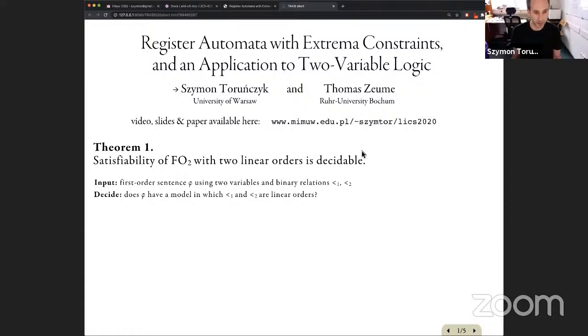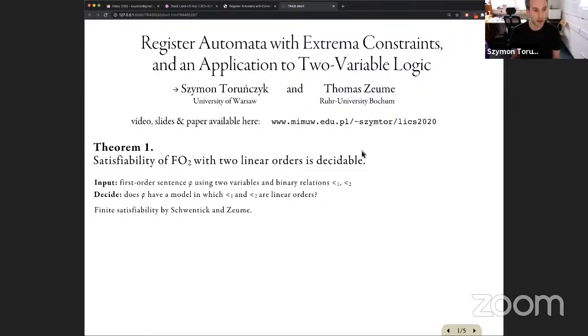And we show that this problem is decidable. For the finite satisfiability case, this was shown decidable by Schwentick and Zeume. And we do the general case. They left this as a question, whether you can do the general case, and this is what we do here.